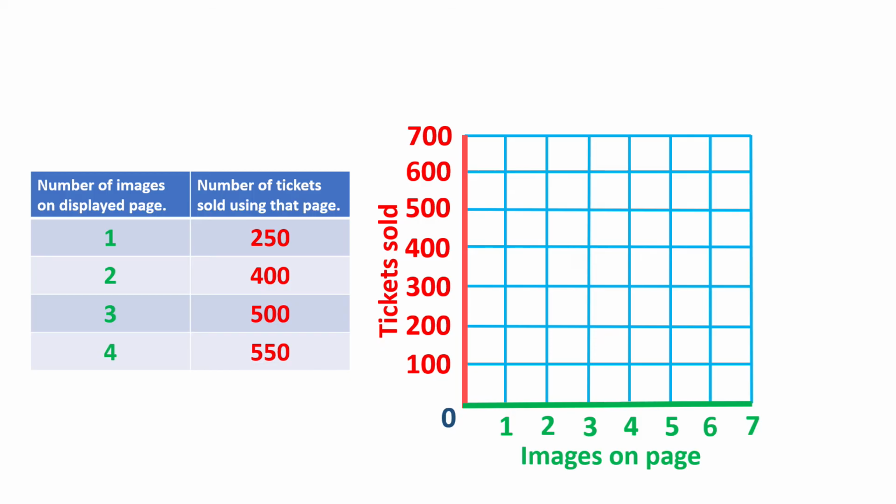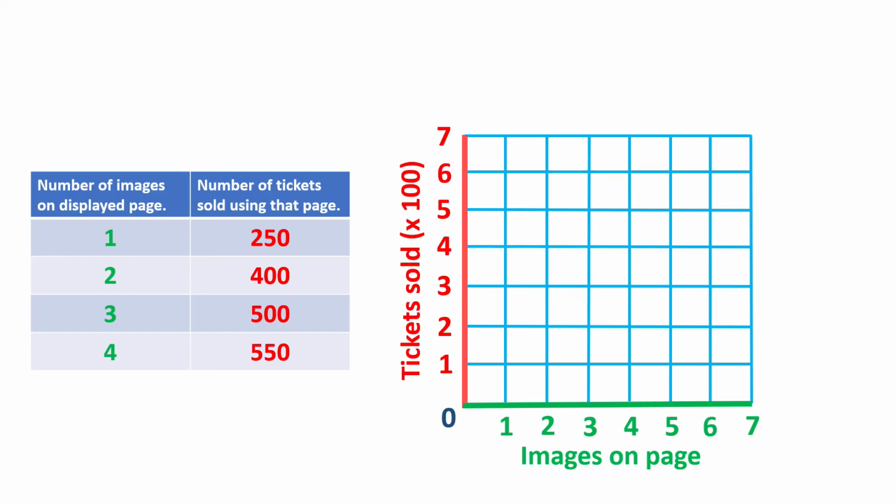In this experiment, the number of tickets is the dependent variable, so it will go on the y-axis. The number of images is the independent variable, so it will go on the x-axis. Although we could leave the y-axis written with large numbers, we usually make them small numbers, but instead change the label so it has a multiplication factor.